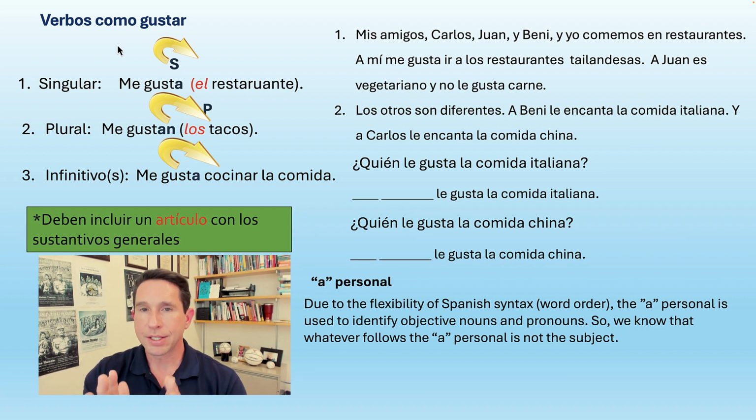Okay, let's look at this context, right? Mis amigos, number one. Mis amigos, Carlos, Juani, Bene, y yo comemos en restaurantes.